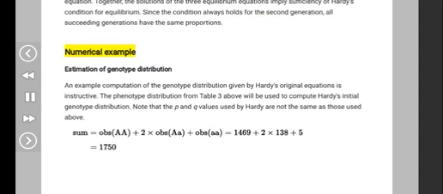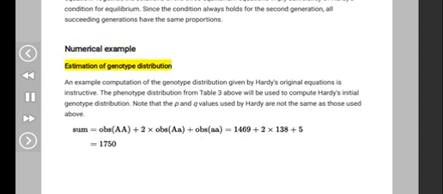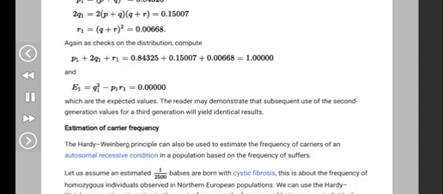Numerical example. Estimation of genotype distribution. An example computation of the genotype distribution given by Hardy's original equations is instructive. The phenotype distribution from Table 3 above will be used to compute Hardy's initial genotype distribution. Note that the P and Q values used by Hardy are not the same as those used above. As checks on the distribution, compute.